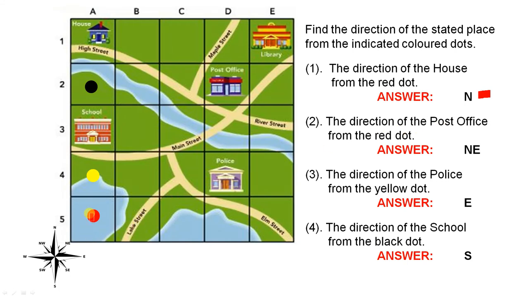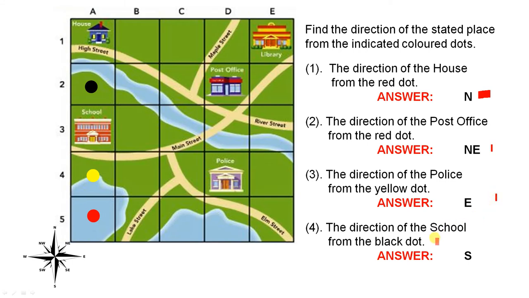The direction of the post office from the red dot. Okay, there is the red dot. There's the post office. If the red dot's in the centre, the post office is in that direction, which is northeast. The direction of the police from the yellow dot. There's the yellow dot. There's the police. The yellow dot in the centre, that's the direction of the police, and that's east.